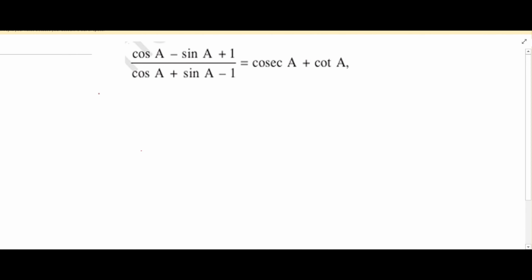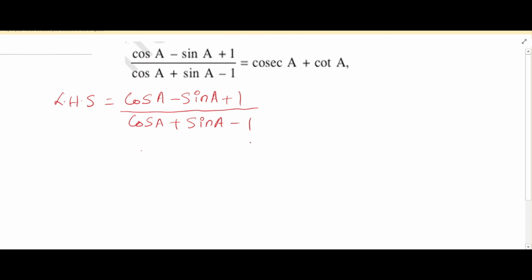In the given question, we are going to prove that (cos A minus sin A plus 1) divided by (cos A plus sin A minus 1) is equal to cosec A plus cot A. So let us take the LHS. LHS is equal to (cos A minus sin A plus 1) divided by (cos A plus sin A minus 1).